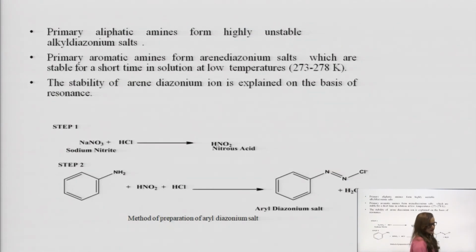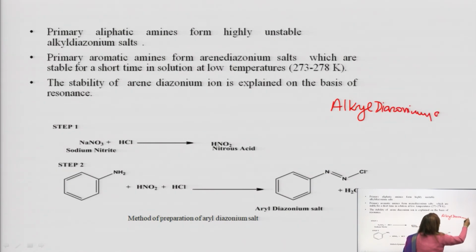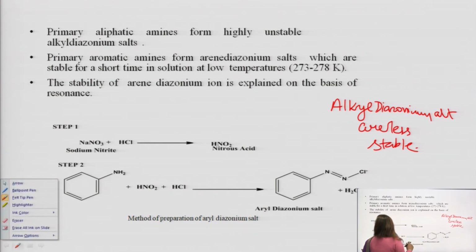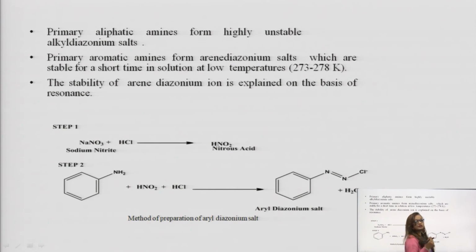Now, moving to the next slide. The next point is very important. Primary aliphatic amines form highly unstable alkyl diazonium salts. When compared with aryl diazonium salts, we find that alkyl diazonium salts are less stable. The question is, why are these alkyl diazonium salts less stable? The answer is, alkyl diazonium salts are unstable because they have no resonance.